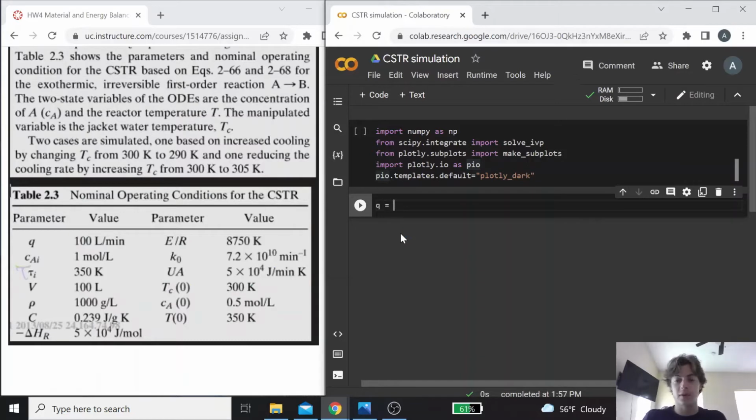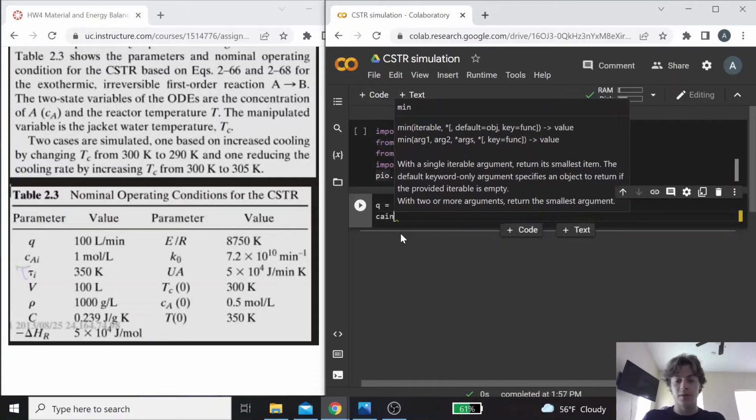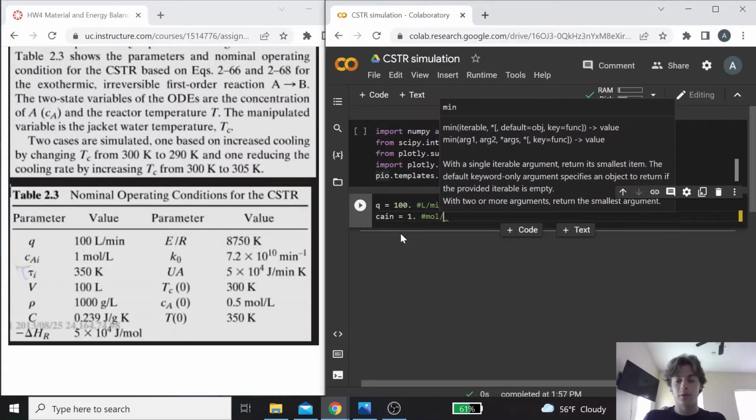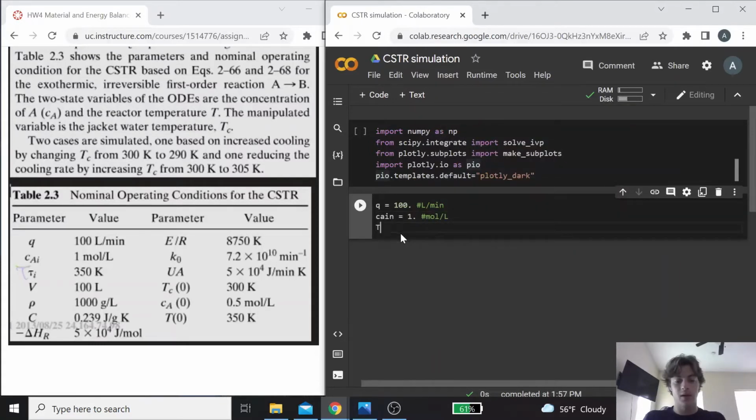So I'm going to start with Q. It's equal to 100 liters per minute. The concentration in is 1 mole per liter. The initial temperature is 350 kelvins. The total volume in the tank is 100 liters.